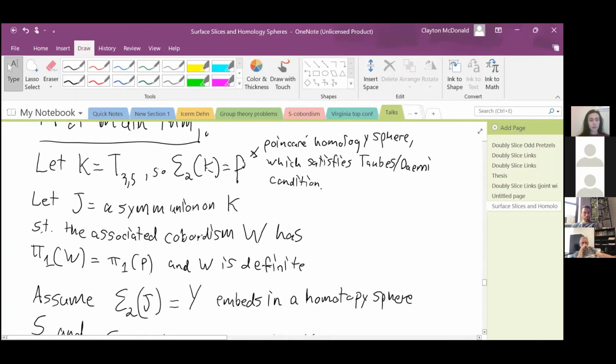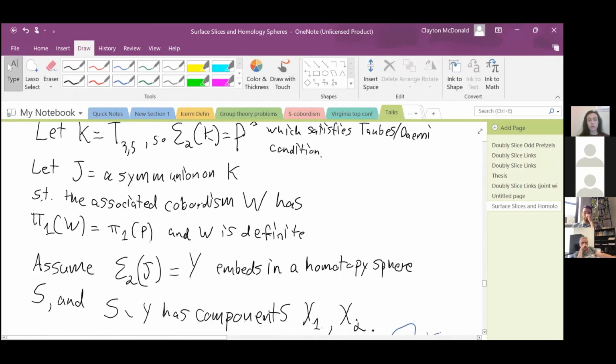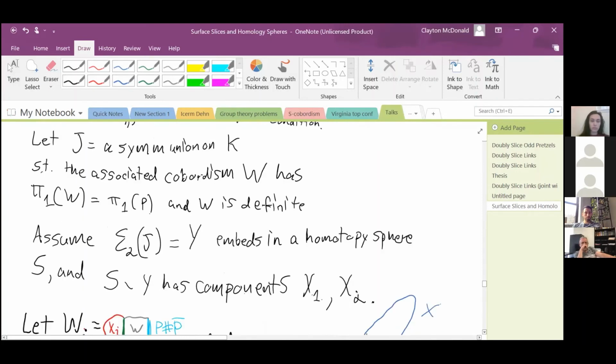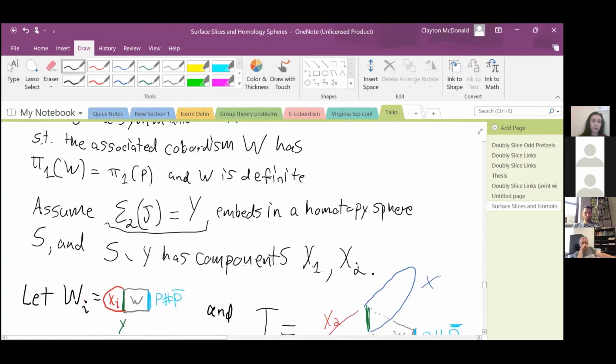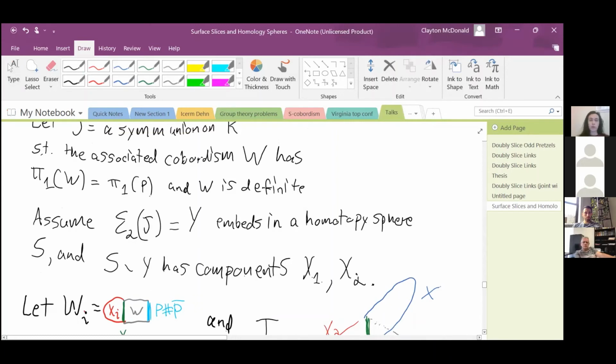Then J is going to be a symmetric union along K such that the associated cobordism W has pi1 of W equal to pi1 of the Poincare homology sphere, and W is definite. Then we want to assume that the double cover of J, which is Y, embeds in a homotopy sphere, which we'll call S, and S minus Y has components X1 and X2.